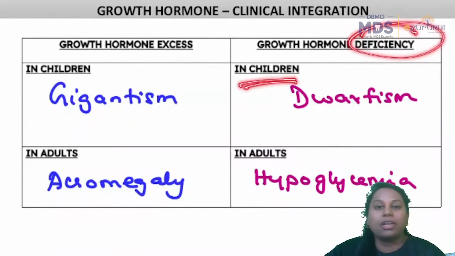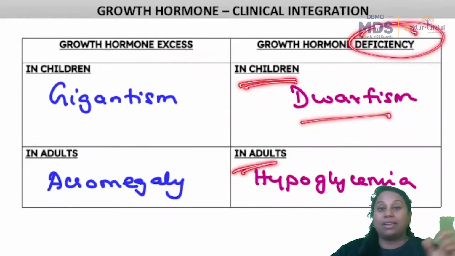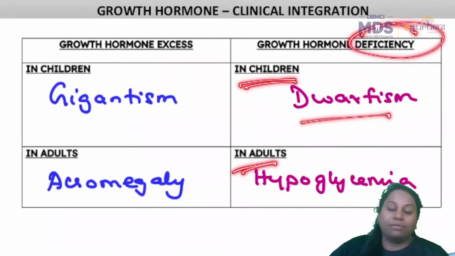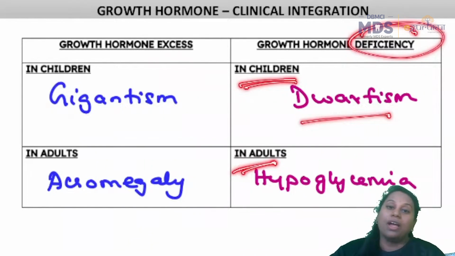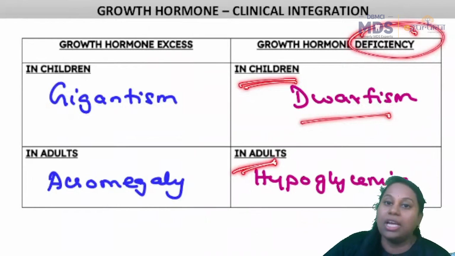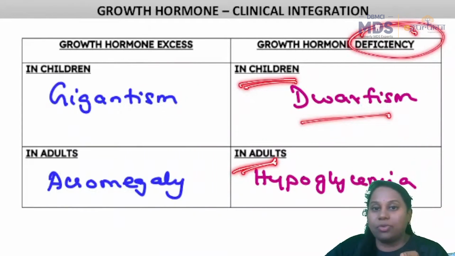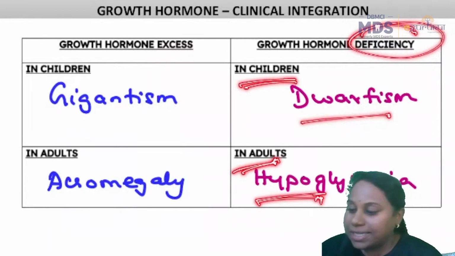Deficiency of growth hormone. In children, growth is stunted, dwarfism. In adults, see, an adult cannot become a dwarf again. So growth hormone deficiency in an adult cannot affect the height because you are already grown. Rather than affecting the height, it will affect the blood glucose levels. Growth hormone increases blood glucose. Growth hormone deficiency decreases blood glucose. So it results in hypoglycemia. Growth hormone deficiency in adults results in hypoglycemia.